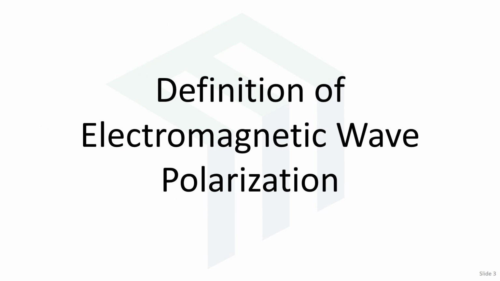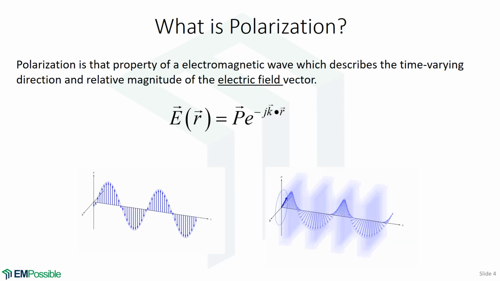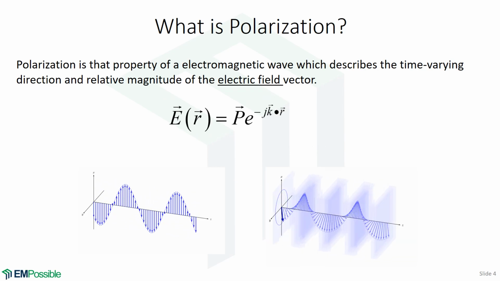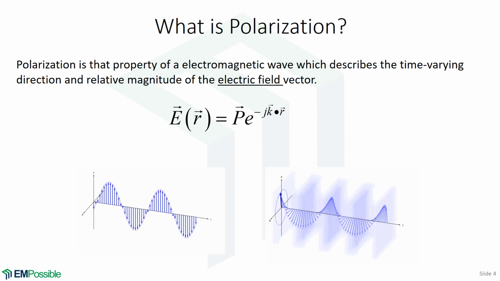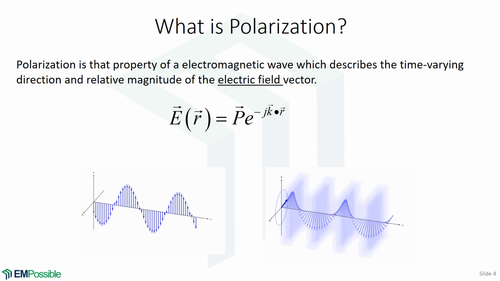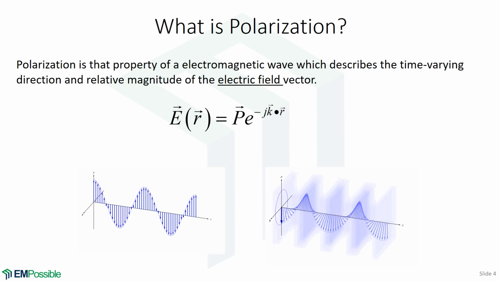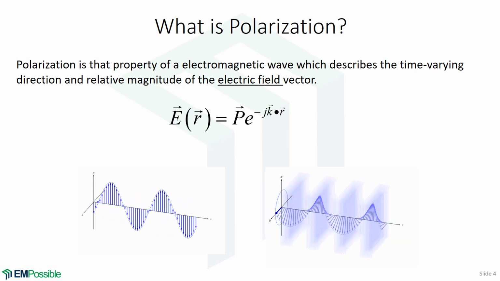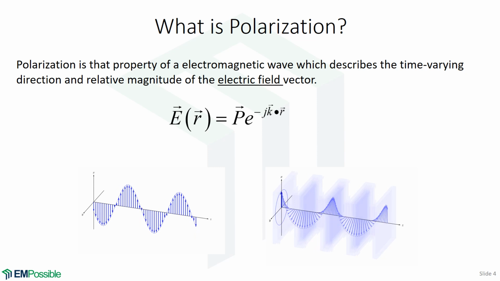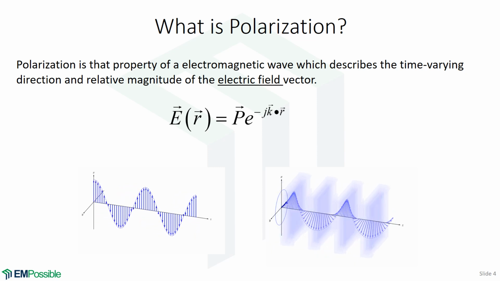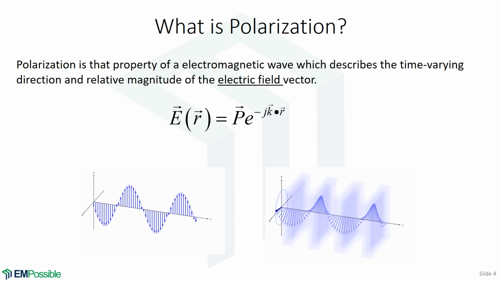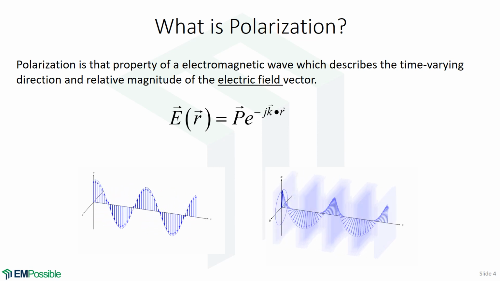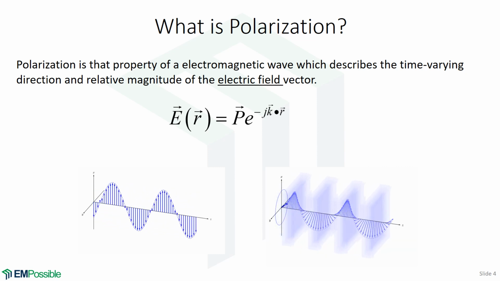What is polarization? So if you search on the internet, you will find that they all have essentially the same definition. It is the property of an electromagnetic wave that describes the time-varying direction and the magnitude of the electric field vector, or the electric field component of a plane wave. So we don't consider at all the magnetic field when it comes to polarization.